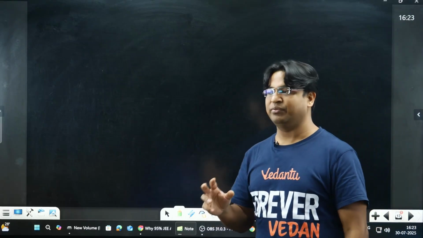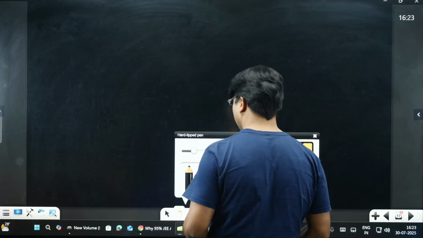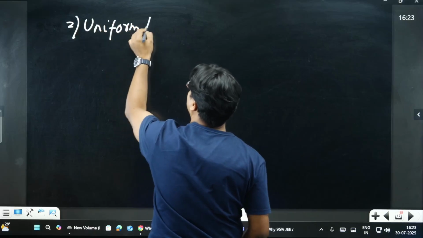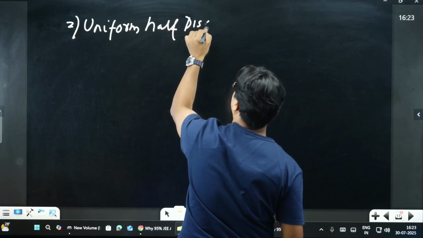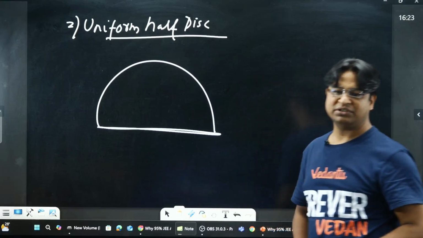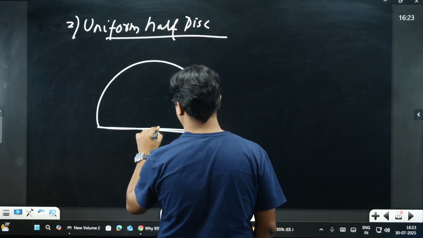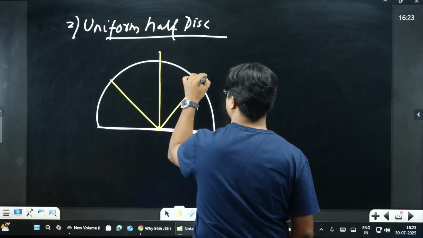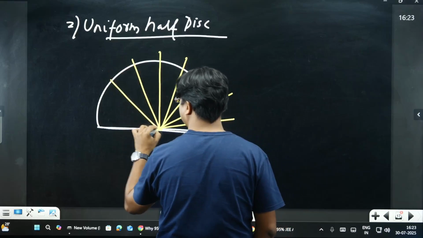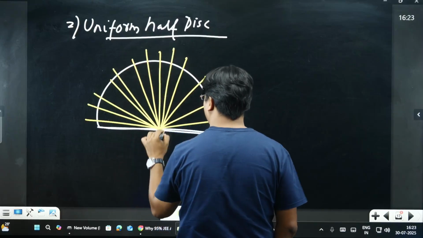So now that we know where the center of mass of a triangle lies, let's see how we can use this information. Let's again talk about a uniform half disk. So suppose we have a uniform half disk. Think about this, guys. Can I divide this disk into a number of sectors? And what happens if I keep on increasing the count of sectors? Think about 100, 200, 1000 sectors.